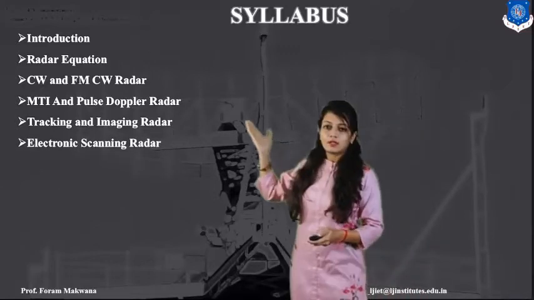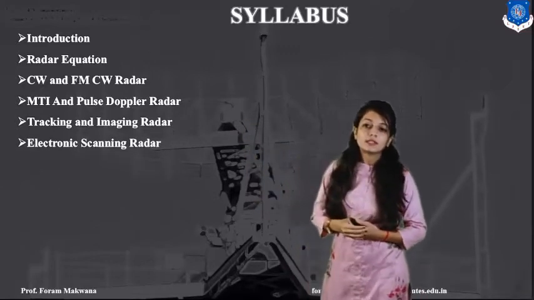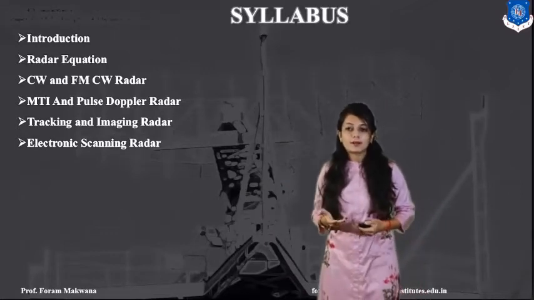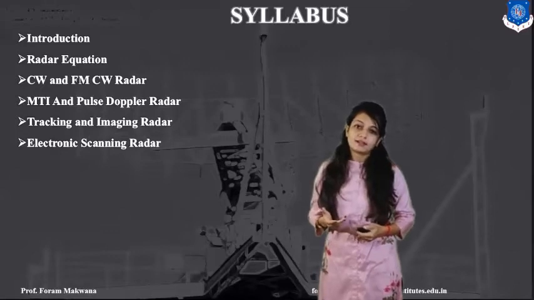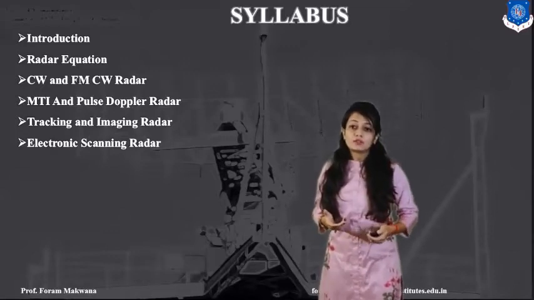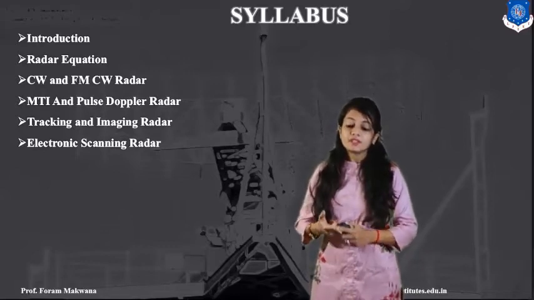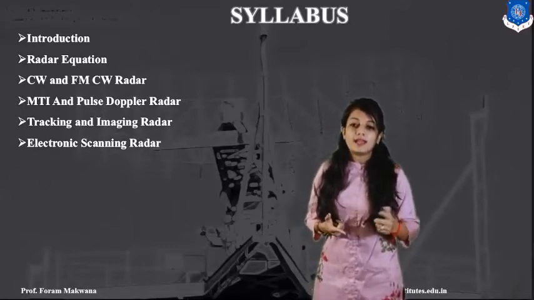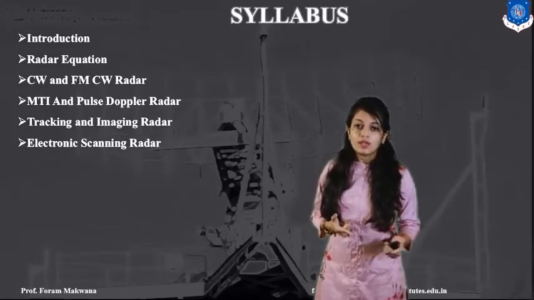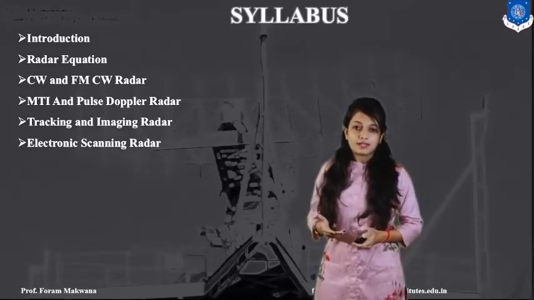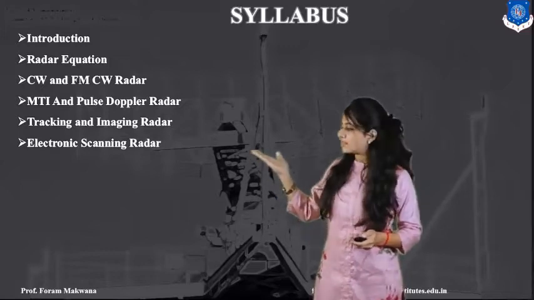Chapter number 6, we are going to study the electronic scanning radar and what are the advantages compared to the mechanical scanning radar, right? It will allow us to reduce the error, which causes the beam steering error to reduce to 0, and we are able to detect multiple targets with the help of electronic scanning radar.